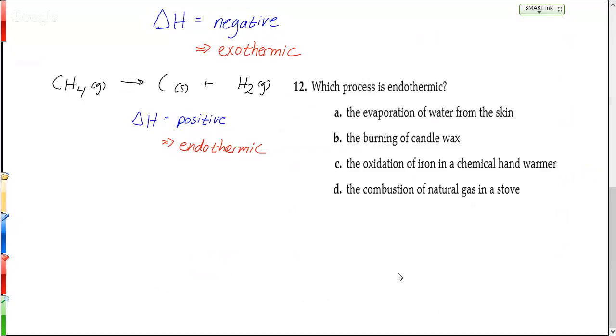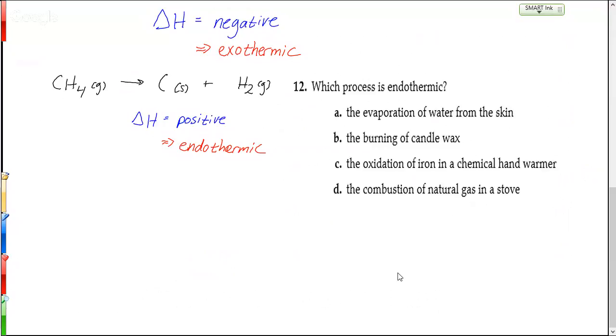What about B and D? Yeah, those are pretty clearly exothermic, so it's got to be A, right? How is evaporation endothermic? Endothermic means going to the system, right? Endothermic means the energy is going to the system, that's correct. So is that what happens in evaporation?